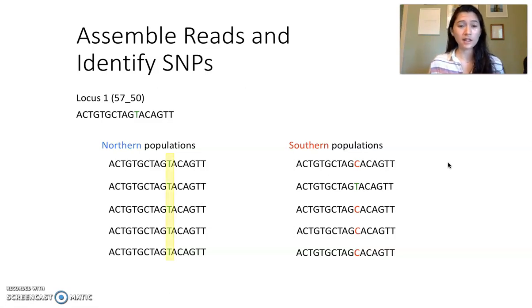So here, highlighted in yellow, I have one site where all the Northern California populations have a T nucleotide, and all but one of the Southern California population individuals actually have a different nucleotide, a C. So this is a SNP that's been identified in the data set. This particular SNP would be designated as 5750, and then the program does this for the entire ddRAD sequencing set.